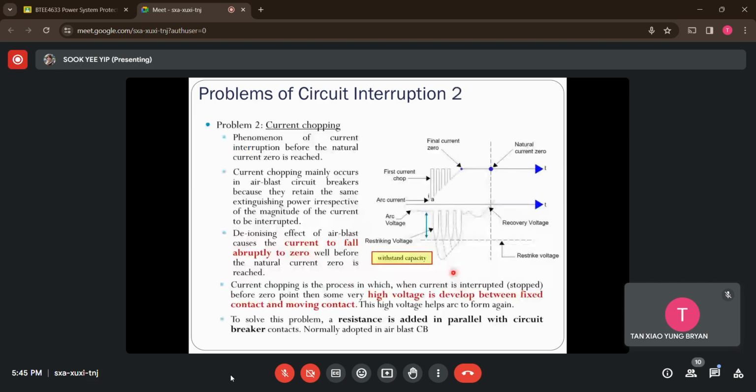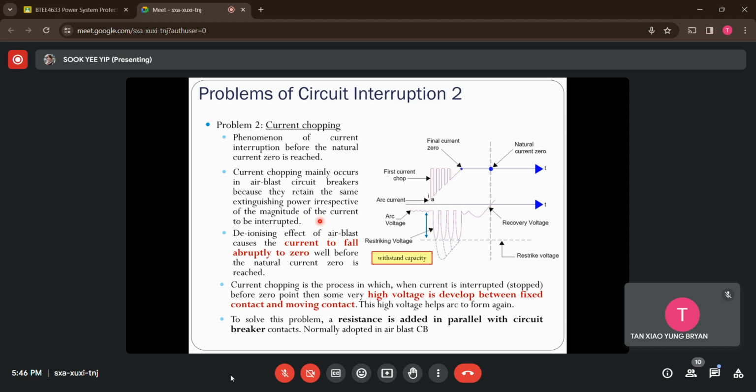Okay, so we have another problem faced during circuit interruptions. It will be the current chopping. Remember, we have talked about this briefly just now. Current chopping is a situation where the current drops to zero before reaching the zero state naturally. Let's say you have opened up the contacts of the breakers. These situations usually occur for air-blast circuit breakers. The reason is that we want to maintain the same extinguishing power regardless of the magnitude of the fault currents that you want to isolate from the system.